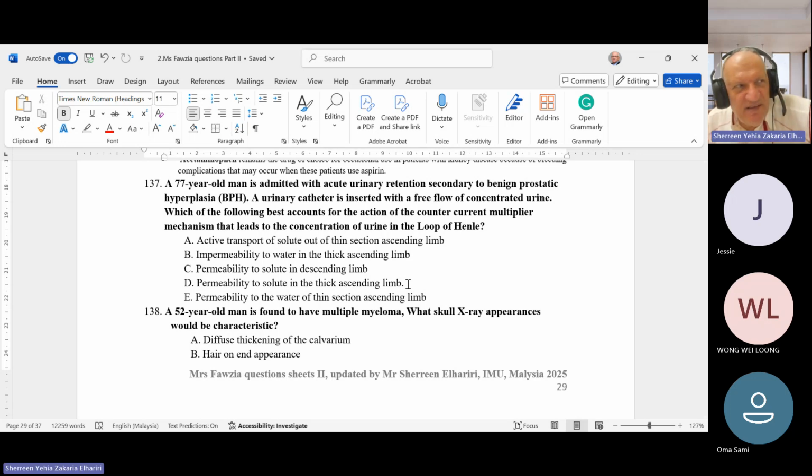Of course, loop of Henle and nephron and the effect of diuretic. Of course, Lasix is mainly acting in the loop of Henle, aldosterone acting on the distal tubule, because it counteracts the aldosterone.